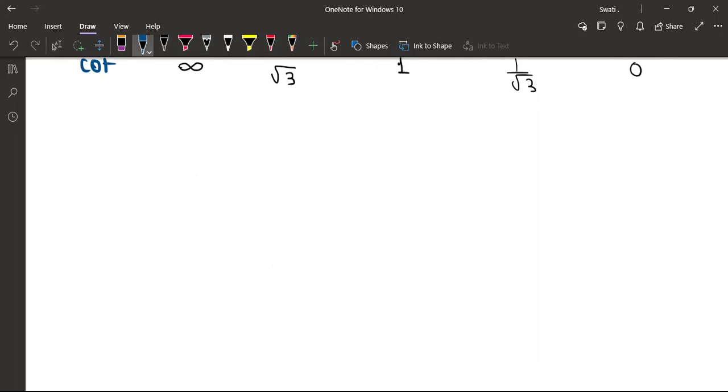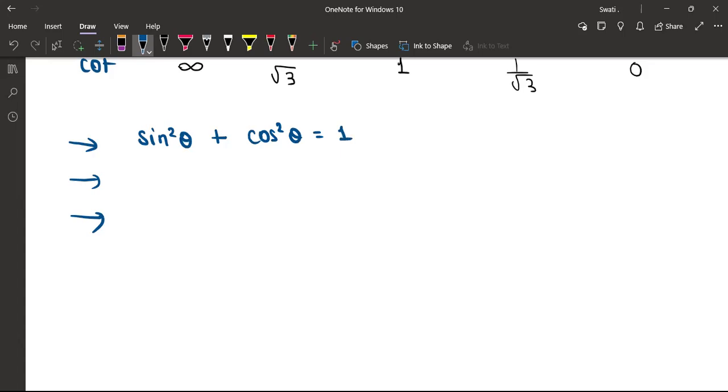So next, you can tell me first all the 3 famous trigonometric identities. Sin square theta plus cos square theta equal 1. Very good. Next.